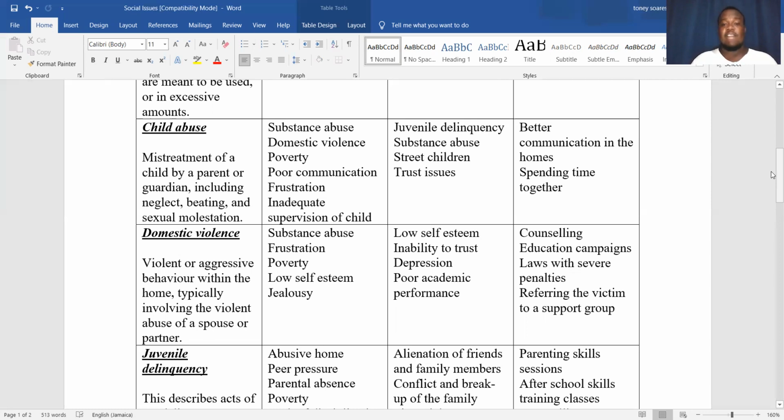A victim of child abuse might become a juvenile delinquent, and that is somebody who engages in negative social activities, right? They might become a delinquent as a result of acting out because of the abuse. Some of them might become substance abusers as a way of coping with the abuse. Some of them might run away from home because they can't take the abuse anymore and become street children. Some of them might develop trust issues because many times they are being abused by persons who they trust.